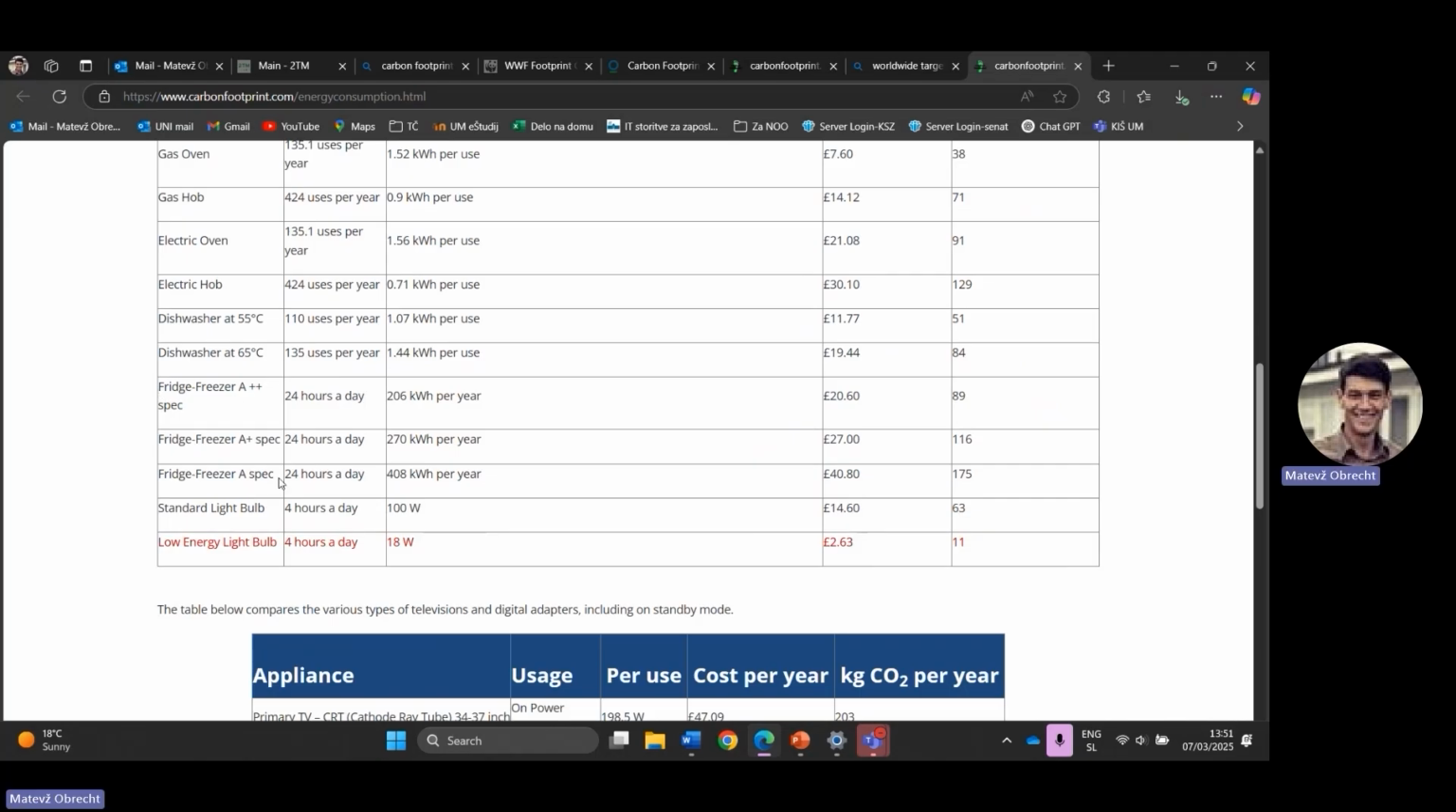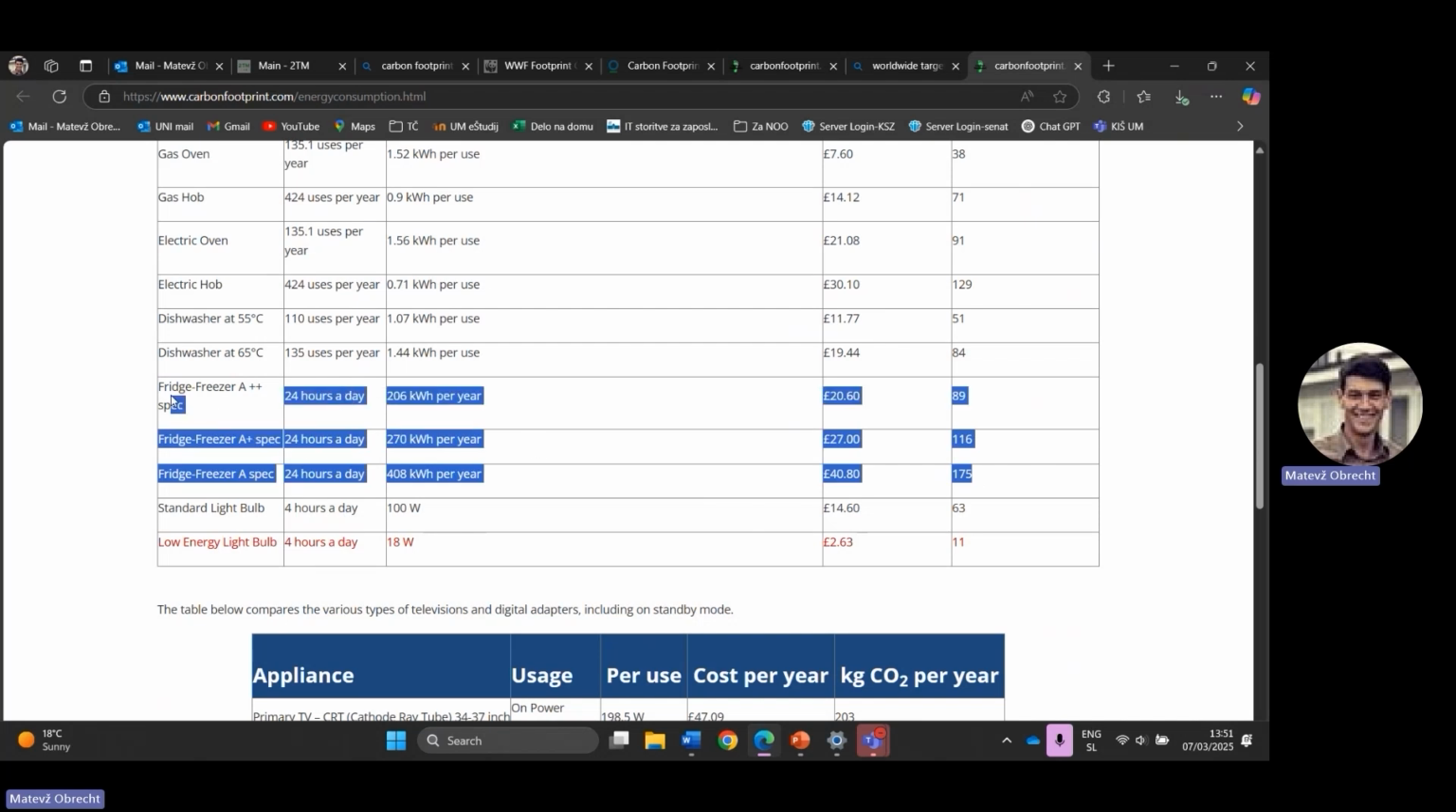Here you can also see the different specifications, for example, for the fridges. So if you have a very, very efficient fridge, you will spend half as much money and create half the emissions than with, for example, a fridge with the specification A. So quite a big difference.